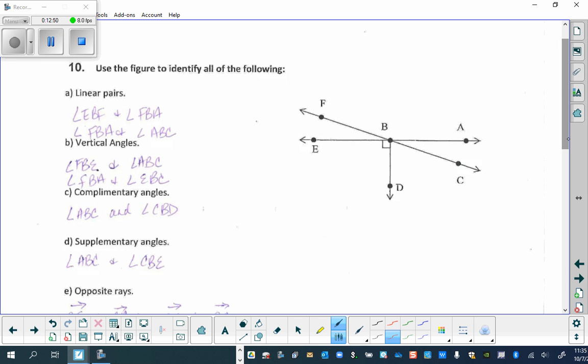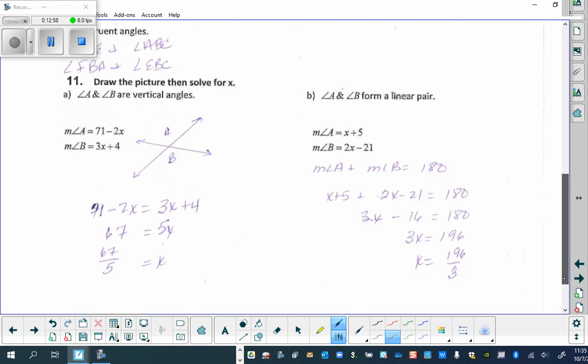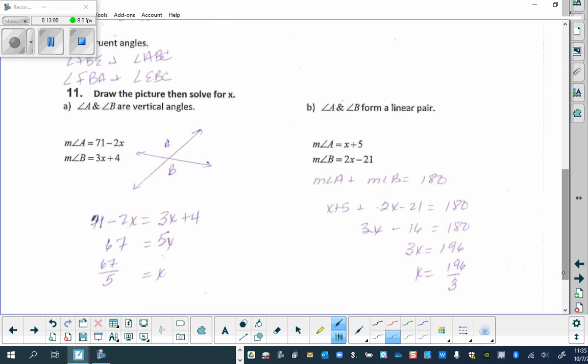For this one, just looking at linear pairs, vertical angles, complementary, supplementary angles, opposite rays, adjacent angles, congruent angles, make sure you understand what each of those vocabulary terms are. Anybody have a question about those? Okay. Say it one more time.